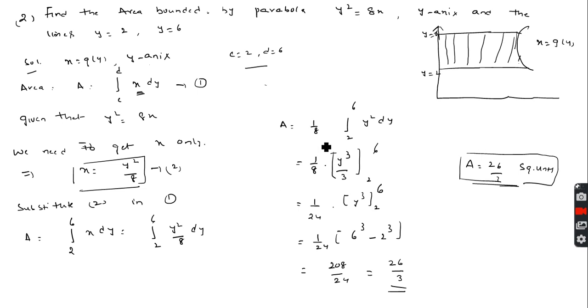So 1 by 8 is a constant, taken outside, that is 1 by 8 into the integration of y square dy, which is nothing but y cubed by 3, and we substitute upper limit minus lower limit. So here we are writing upper limit minus lower limit, and finally we get 26 by 3 square units.